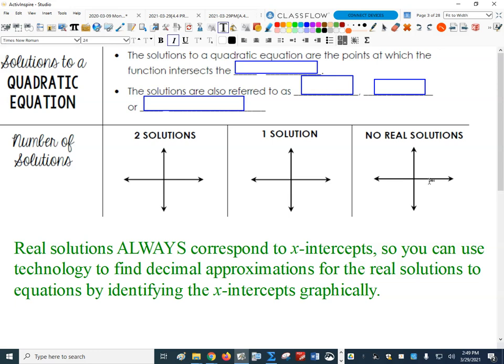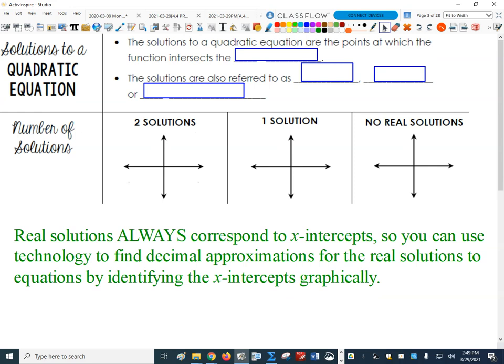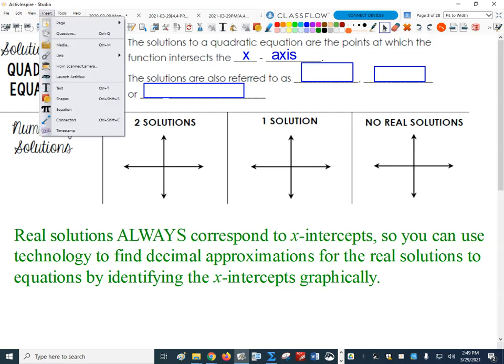Let's take a look at this, though. We're going to start off by talking about solutions to a quadratic equation. It says solutions to a quadratic equation are the points at which the function intersects the x-axis. What do we mean by that? The solutions to a quadratic equation. So I want to add one little piece to this that doesn't show up on the notes.